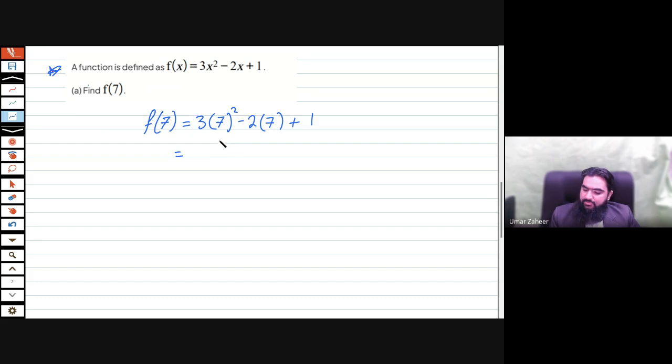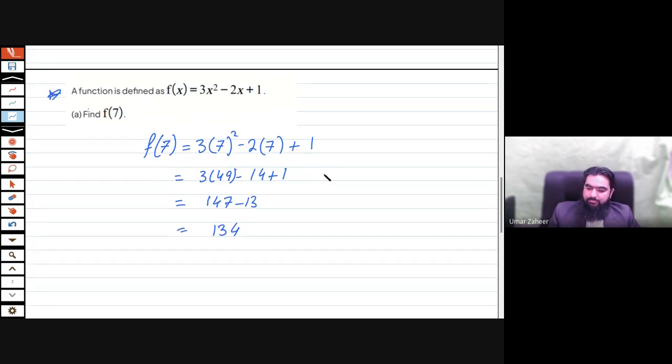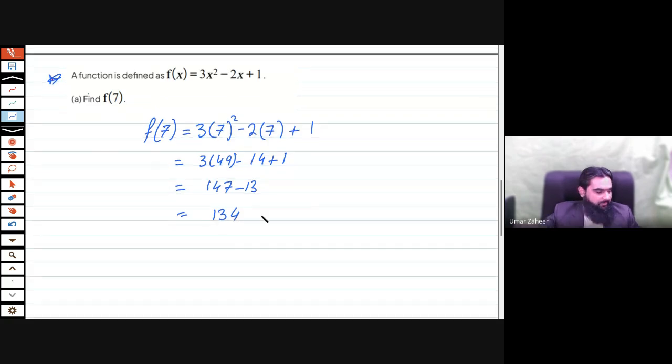Now 7 squared is 49, minus 14, plus 1. Yes, 3 multiplied by 49 will be 147, minus 13. The final answer will be 134. Yes, everyone, is it clear?